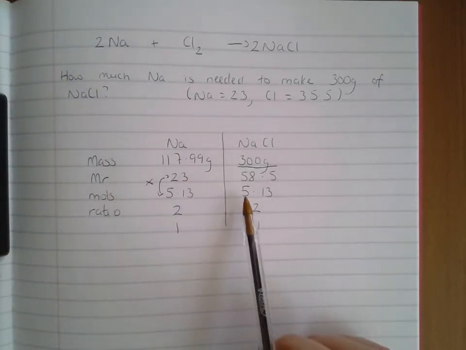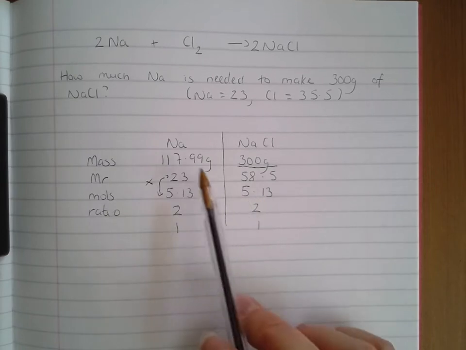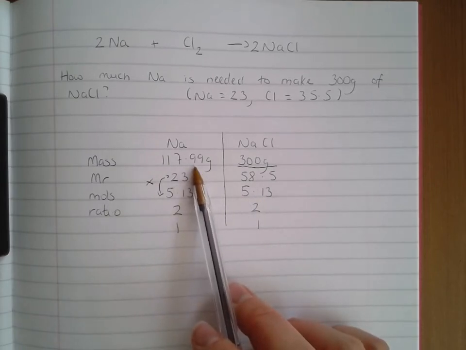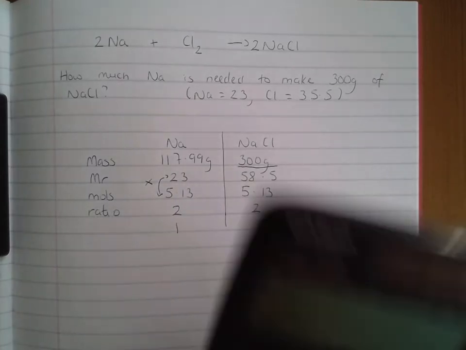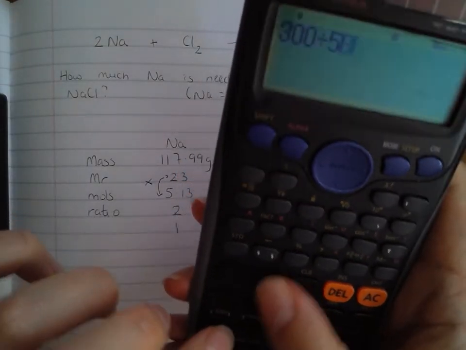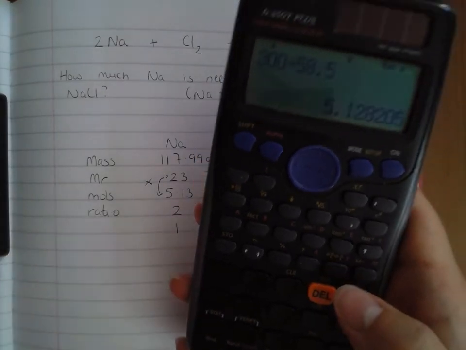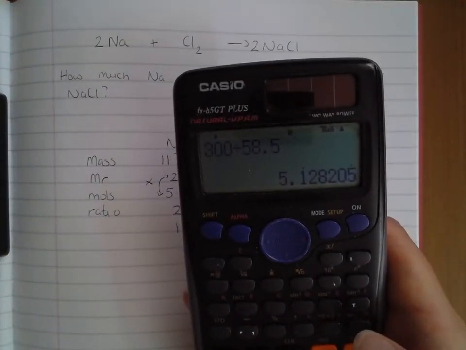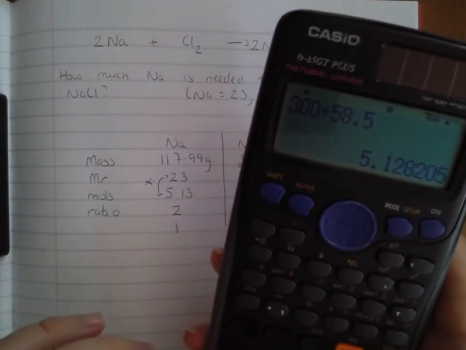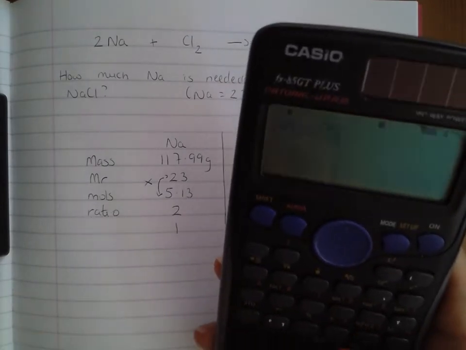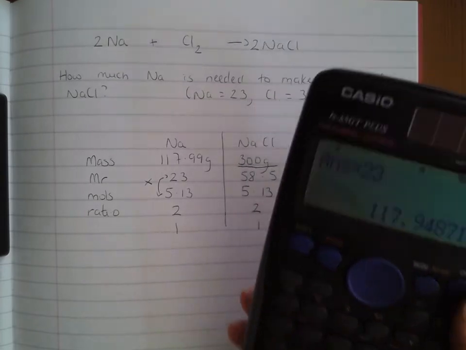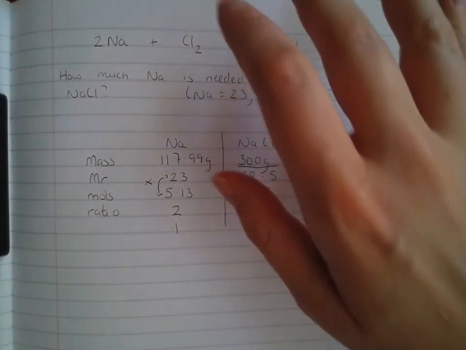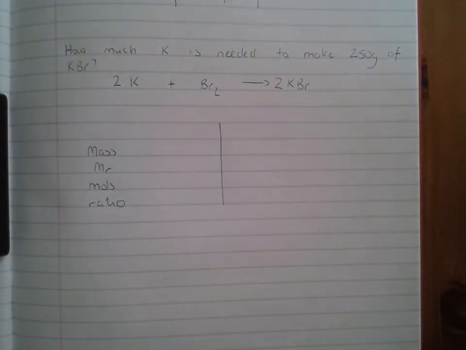Okay, if you didn't round to 2 decimal places here, then your answer might differ slightly from mine. But as long as you are getting somewhere close to the same answer as me, so if you did 300 divided by 58.5, and if you didn't round, but you left it to that, and then just multiply this by 23, then your answer will be 117.95 to 2 decimal places. So slightly different than mine, but that's absolutely fine. Okay. So in the next one, I haven't filled in very much at all.